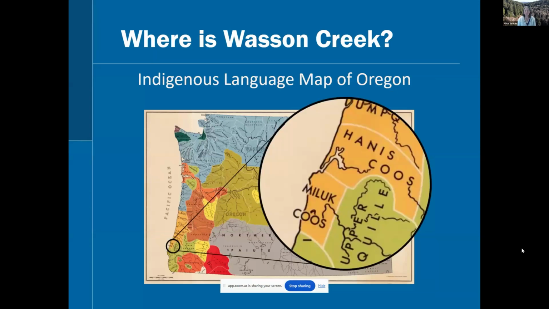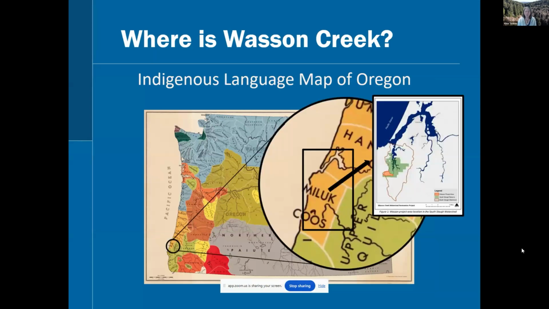So where are we located? South Slough Reserve is in the traditional, ancestral lands of the Miluk Coos people. We work closely with the Confederated Tribes of the Coos, Lower Umpqua and Siuslaw Indians and the Coquille Indian Tribe in planning this project, implementing the restoration, and ongoing co-stewardship.